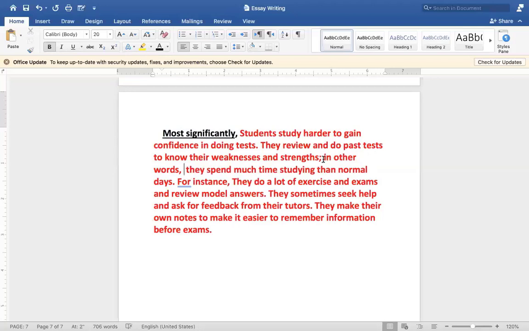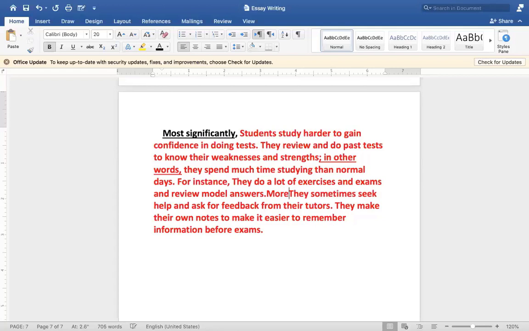See, a transition signal also. I'm explaining my idea again. For instance, they do a lot of exercises and exams and review model answers. They sometimes seek help. Moreover, they sometimes seek help and ask for feedback from their tutors. They make their own notes to make it easier for them to remember information before exams.